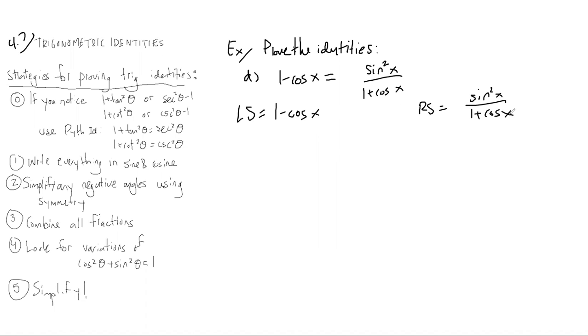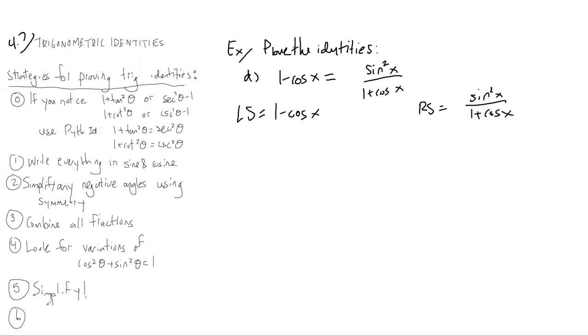And now I'm actually getting a little bit worried here. I don't really see anywhere where I could get these variations of cos squared plus sine squared x equals 1. And I certainly can't do anything to simplify. So the question is, what do I do now? So there's one more thing that I'm going to add to this list.